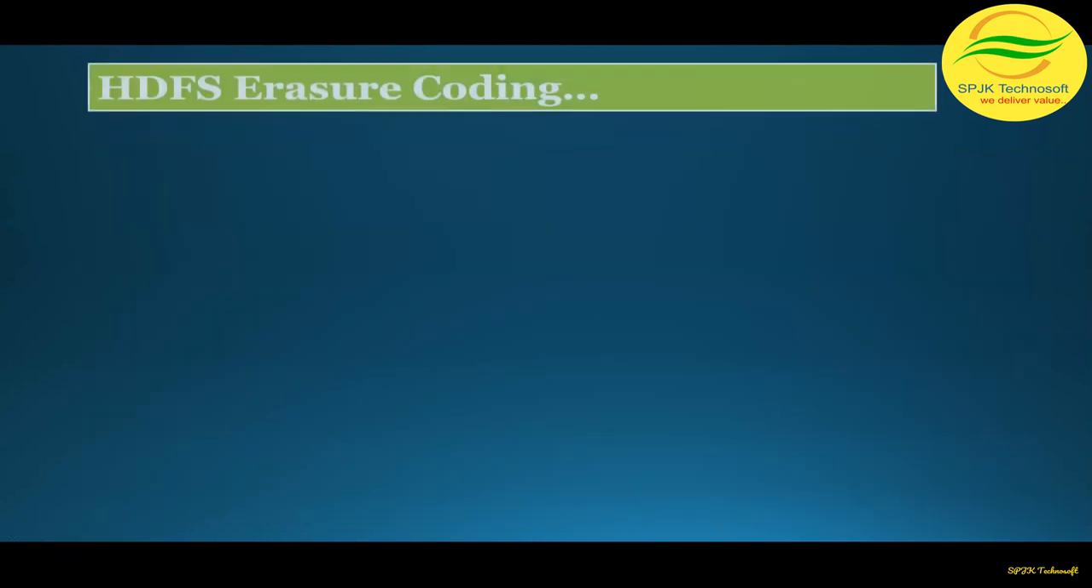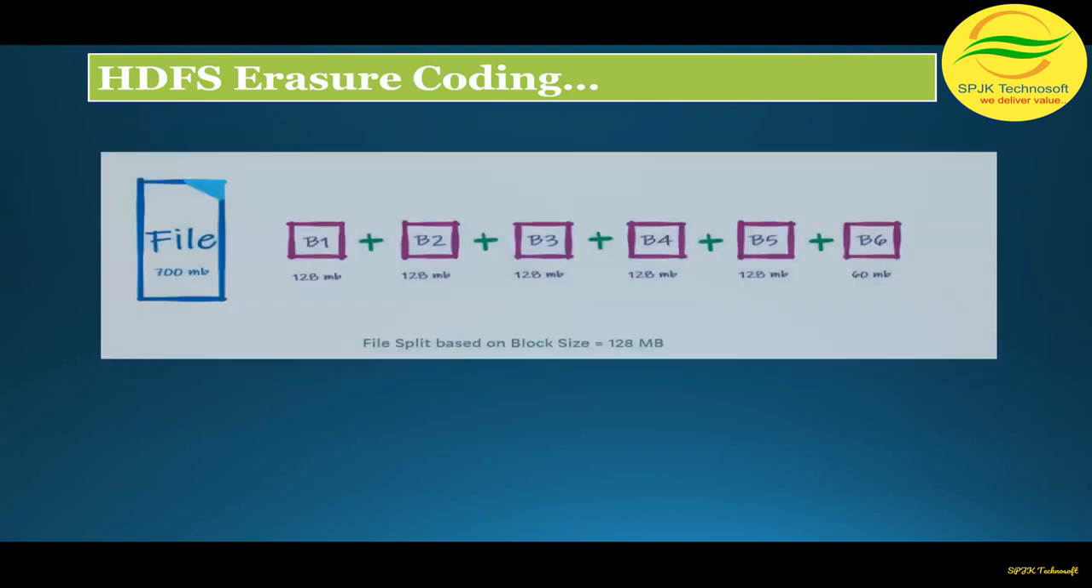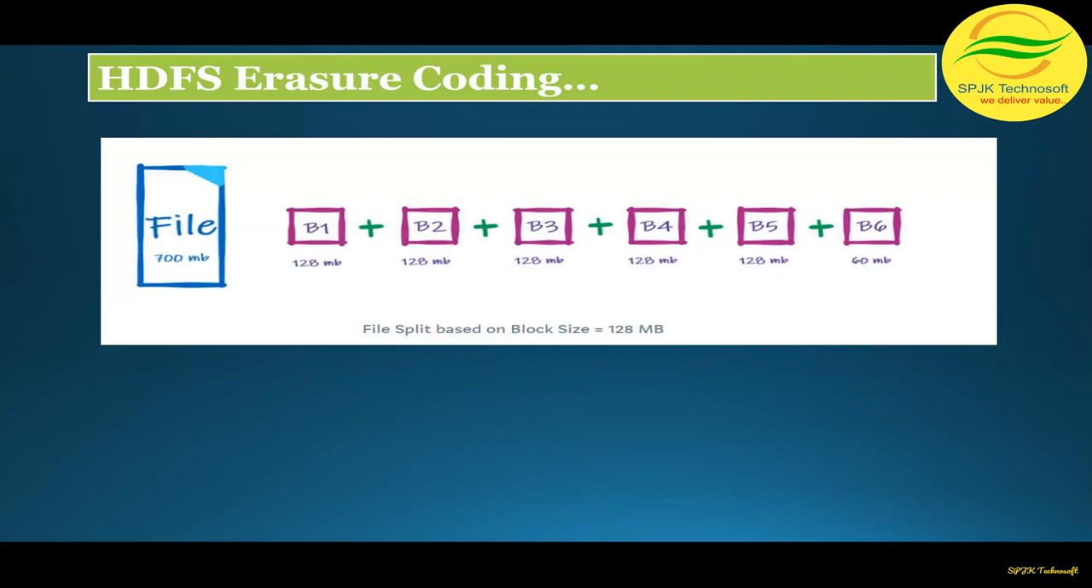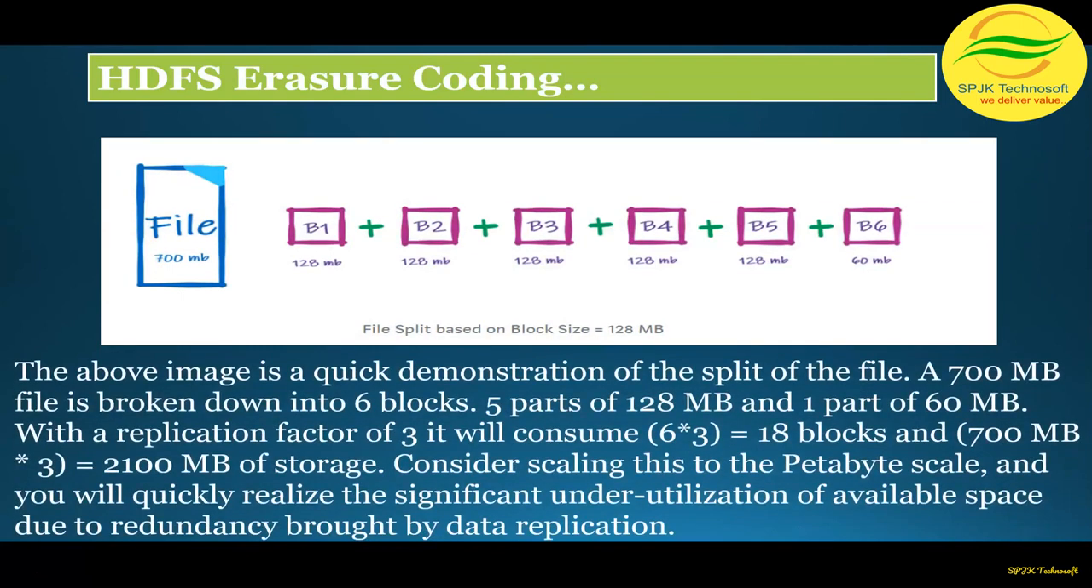And now we will move on to HDFS erasure coding, which has actually superseded the replication part. So now in the Hadoop 3 version, we need not do replication, but we can use this technology by which we can easily save a lot of disk space, which will ensure that the processing is very fast because of the lesser storage space occupied by the blocks.